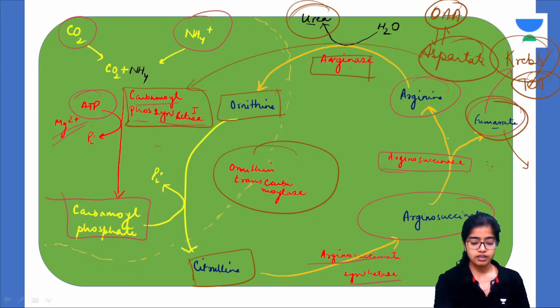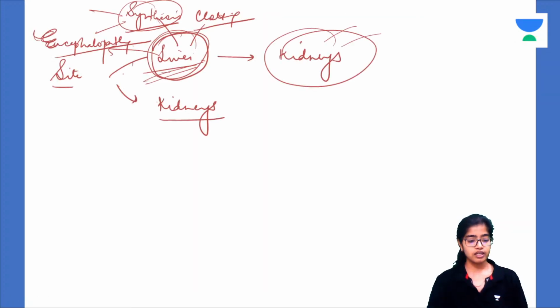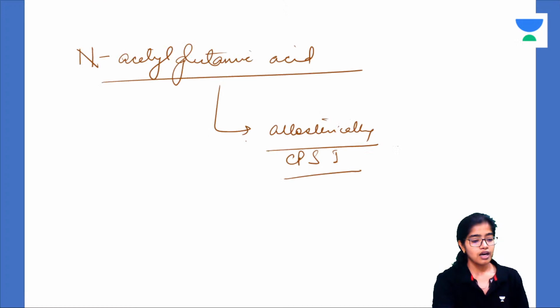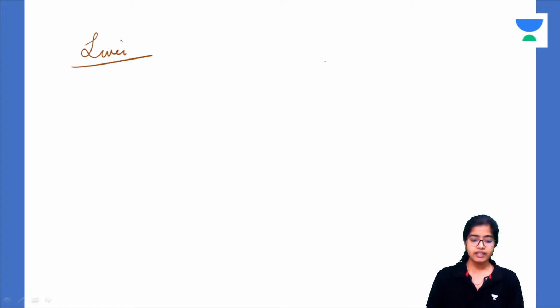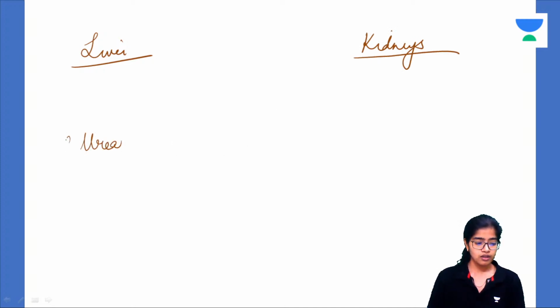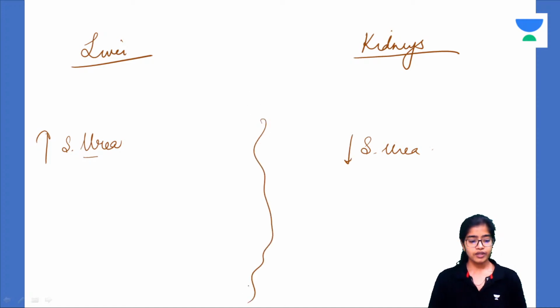Also, the conditions where urea is increased and where urea is decreased. I'll just briefly sum up. Urea is synthesized by the liver majorly, and it is excreted through the kidneys. Okay. So the conditions where serum urea is high, and the conditions where serum urea is low. Now, one by one, we'll enumerate.